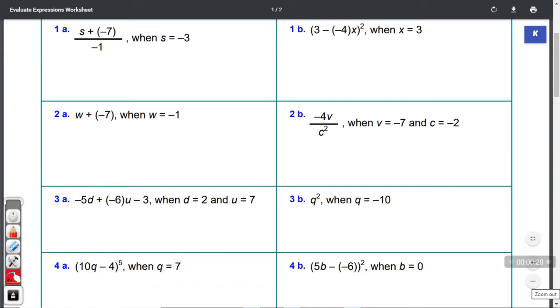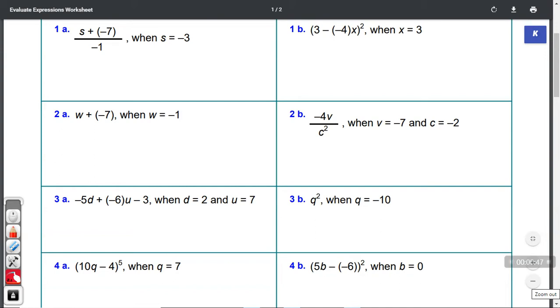All right, so for this case right here, we are going to be given an expression every single time, and you're going to be given the values of the variable every single time. We're simply asking you to insert or substitute that value of the variable into the expression and then to evaluate it to see what the value of that expression is.